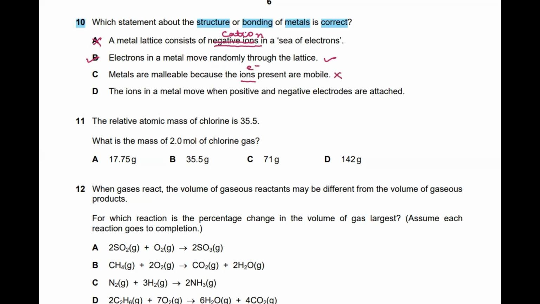The ions in the metal move when the positive and the negative electrons. Again, the ions are fixed. They are not mobile. They do not move. So that's why the C is incorrect.